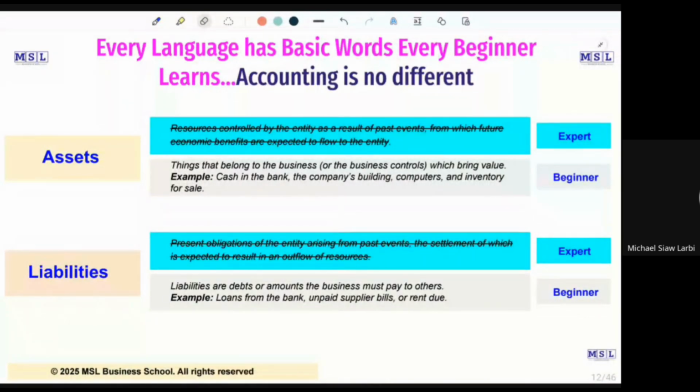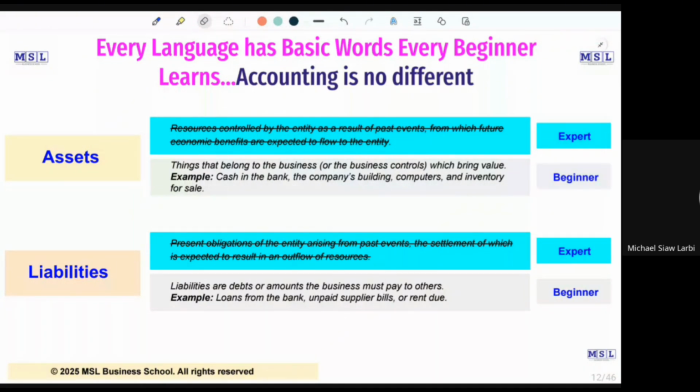You don't have legal ownership of the asset, but you have the right to use that asset. So that asset is on your balance sheet, which I'll come to shortly. Okay, so anything that belongs to the business or that a business controls, which brings it some form of value. So for example, if you're a business, the cash in your bank today is yours. The building the company owns is yours. The computers, the inventory that you sell, your stock of goods, they are all assets.